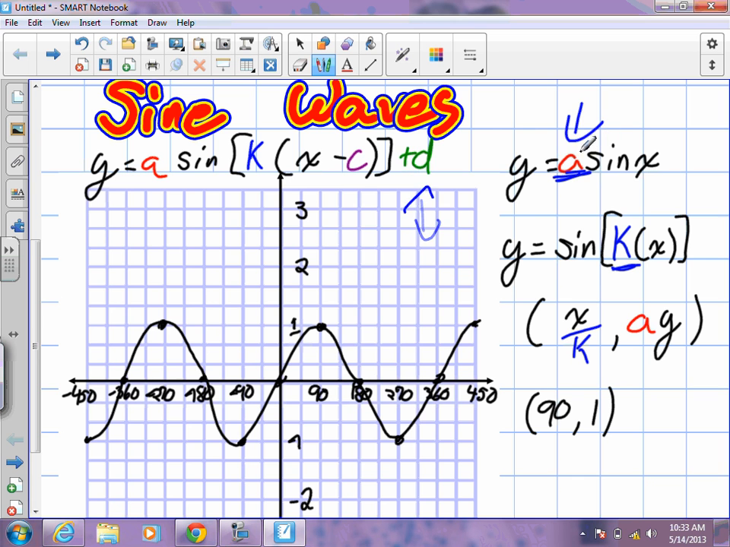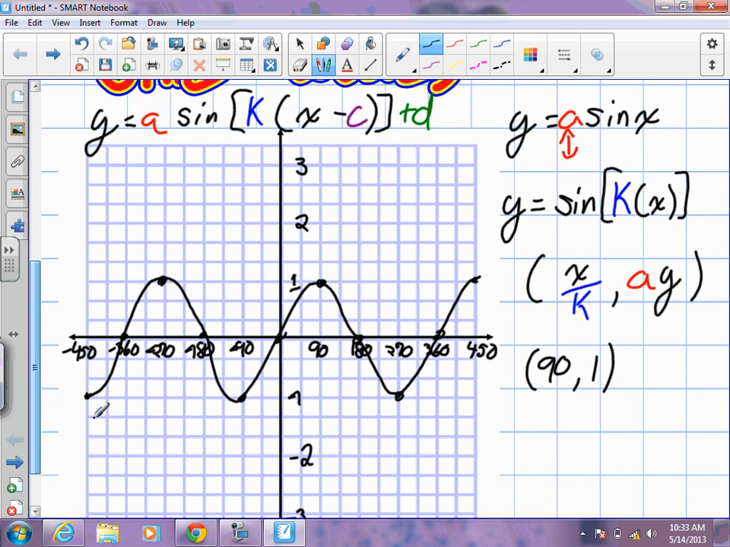Now, A is very similar, almost exact, to the A in vertex form of a quadratic. It's going to vertically stretch our parabola, so it's going to take it up and down depending on what the A value is. So let's write an equation here. We'll say that y is equal to 3 sine x. What's going to happen here is we're going to multiply every y value by 3.